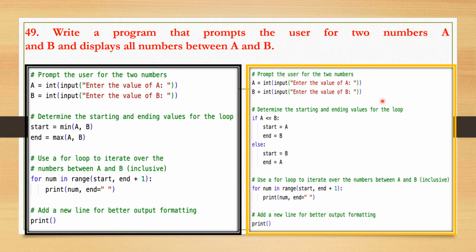So we use an if statement to determine the starting point and ending point of the loop. We compare a and b directly in the condition using this if statement. If a is less than or equal to b, we assign a to start and b to end. If b is less than a, we assign b to start and a to end. This ensures that start represents the smaller value and end represents the larger value, and the rest of the program is the same. That is, we are using a for loop and the range function to iterate over the numbers between start and end and print each number in the console.